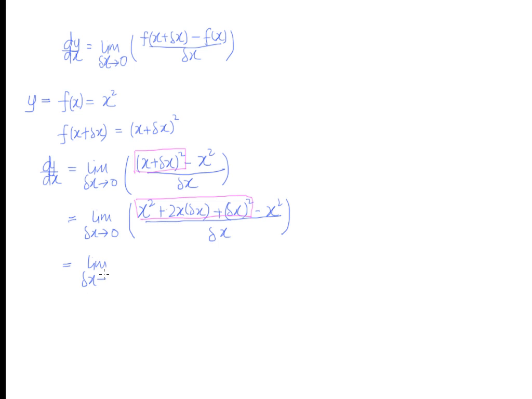So, limit of delta x tending to 0, and we need to simplify this. It is pretty easy to see that this x squared and this x squared will cancel away, so we have no more x squared, and what we are left with will be 2x multiplied by delta x, plus delta x squared, all divided by delta x. Maybe let me just write that down. So we ended up with something like this. And of course now what we need to figure out is what will happen to this entire limit as my delta x tends to 0.